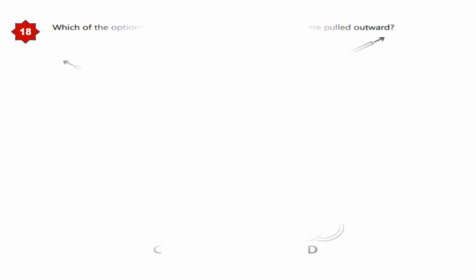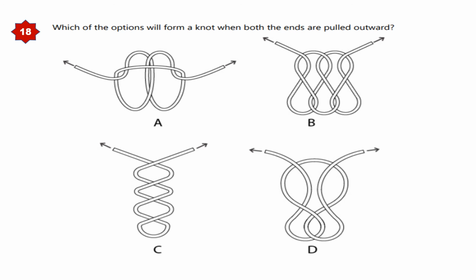Okay, let's look at the next question. Which of the options will form a node when both the ends are pulled outward?